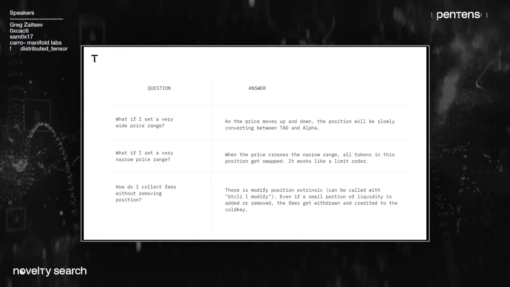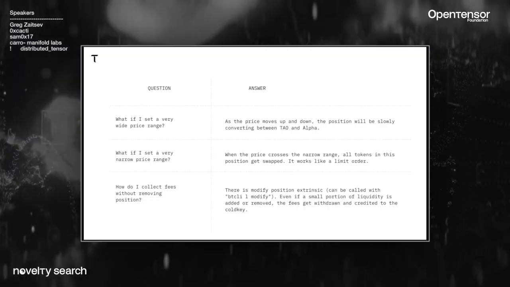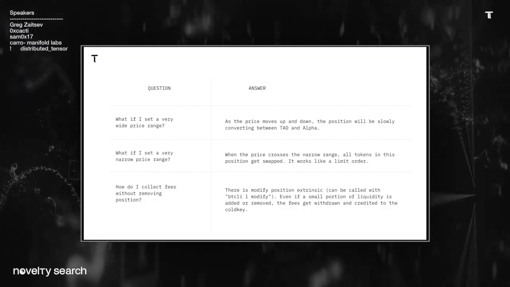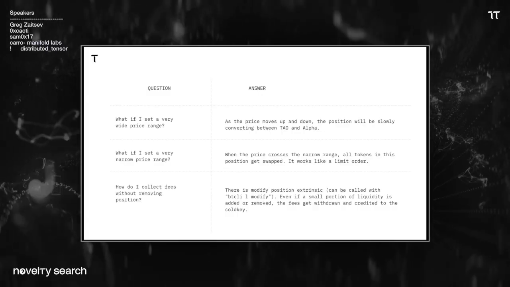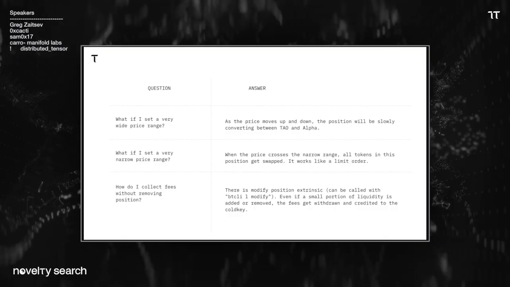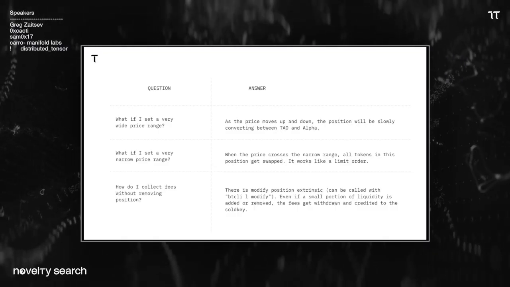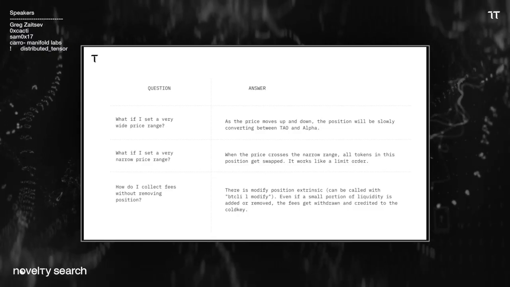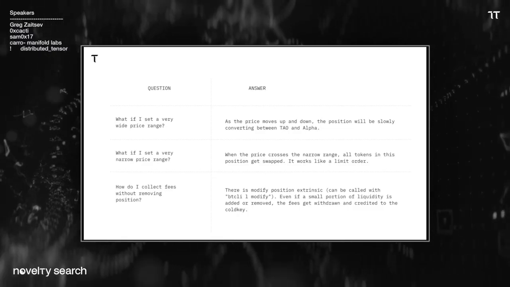If you choose a price range that is too wide, of course, it will be earning fewer fees than if you guess the price range for today and only provide liquidity in this range. But that's the art of providing liquidity. I'm not even trying to speak about it. I don't know anything about it.